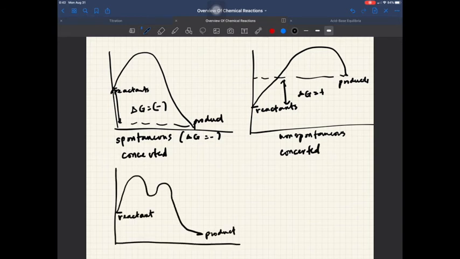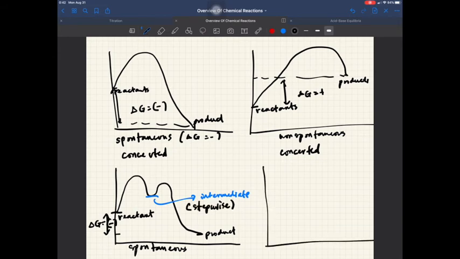Okay, so looking at the energy state of your reactant and product, we could see right away that the delta G is negative here, meaning this reaction is spontaneous. But take note that we have formation of an intermediate here. So the mode of this reaction is stepwise.